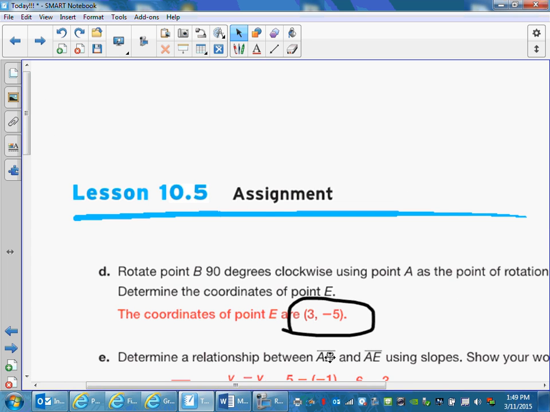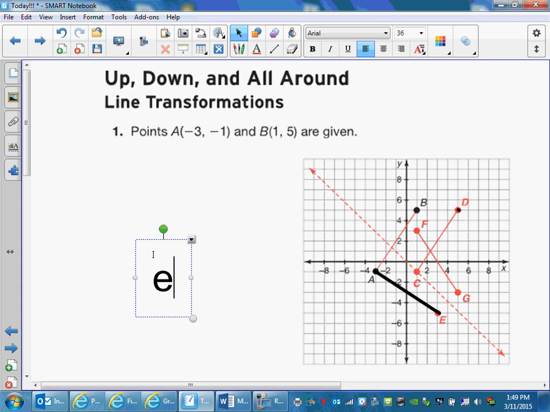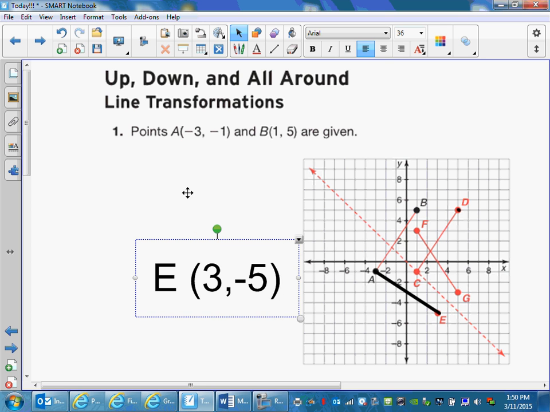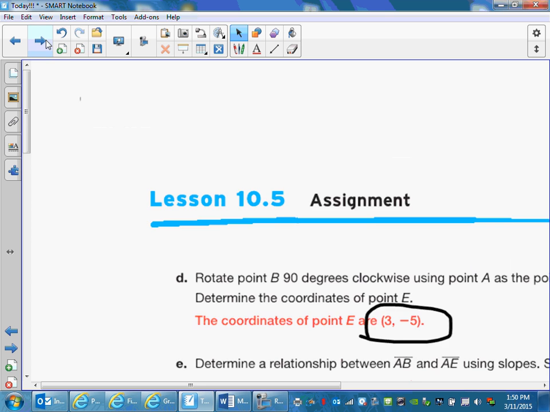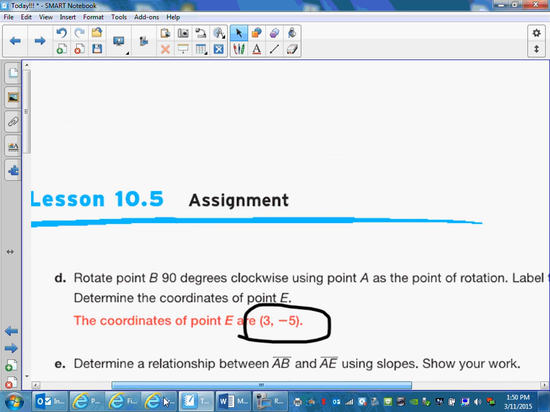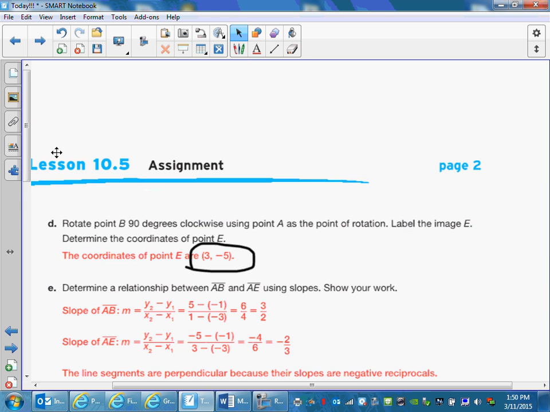Now it wants to know, is there a relationship between AB and AE? So you'll use points A, B, and E. Here's A, here's B, and E is (3, -5). So you'll do the slope of AE: -5 minus -1 over 3 minus -3. And then you'll do AB, and decide if those are parallel or perpendicular. You should get opposite reciprocals, which would mean perpendicular.